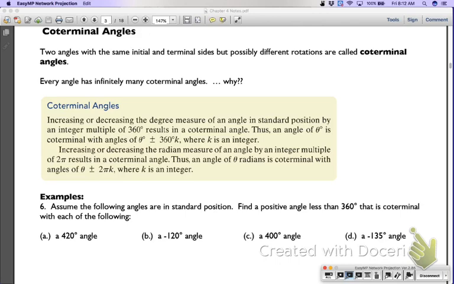So coterminal angles are really pretty straightforward. Basically two angles with the same initial and terminal side, but possibly different rotations, are called coterminal angles. So what does that mean? Basically, you have the same angle regardless of what it looks like.